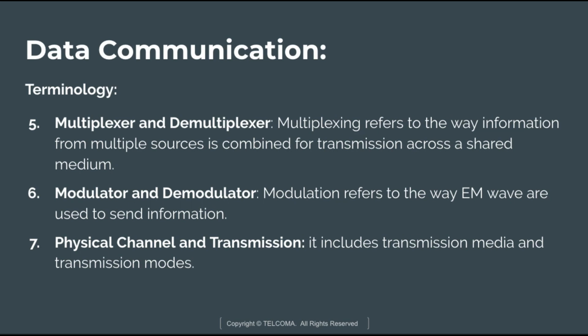Then is physical channel and transmission. Here it includes transmission media and transmission mode. Here the transmission media is selected on the basis of high bandwidth, low electrical noise and interference, and high channel capacity. And transmission modes are selected from the serial mode and parallel mode.